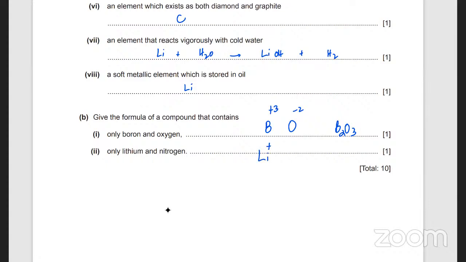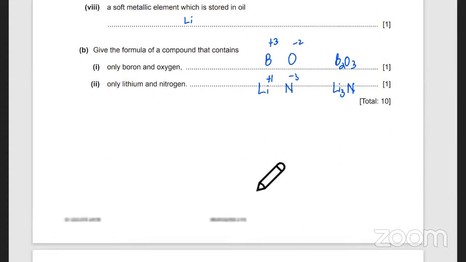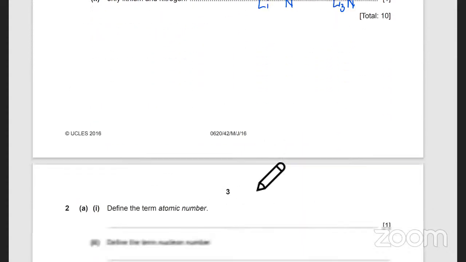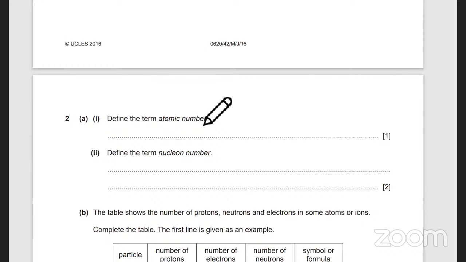The next one, lithium is group 1, so what is the charge? Plus 1. And nitrogen is group 5, so what is the charge? Group 5, it is -3. The formula क्या होगा? Li3 and, ठीक है, so crisscross, Li3N. ठीक है. अच्छा, next one is define the term.